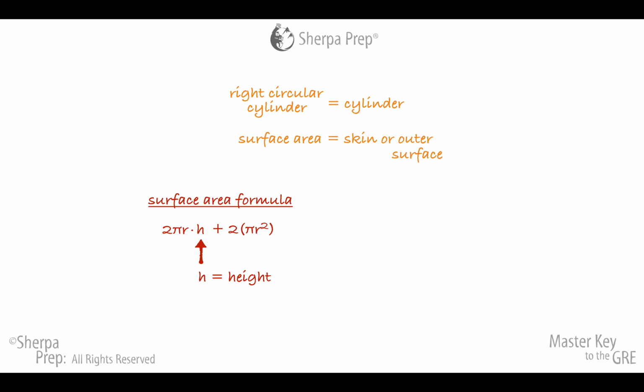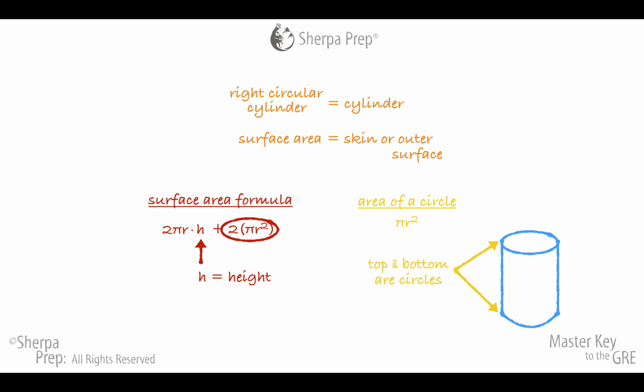Now, it's not good enough to just know the formula. You want to understand how the formula breaks down. One thing you may recall, the area of a circle is pi r squared. So why does this formula have 2 times pi r squared in it? Because a cylinder has a top and a bottom, right? Which means the other portion of the formula, the 2 pi r times h, represents the wrap of the cylinder. That's the portion of the cylinder that connects the top to the bottom.